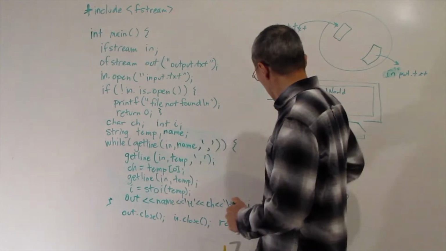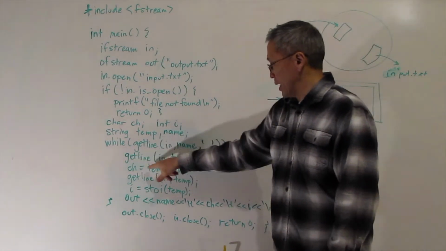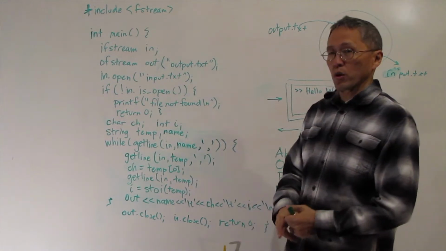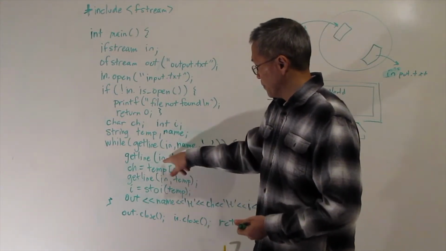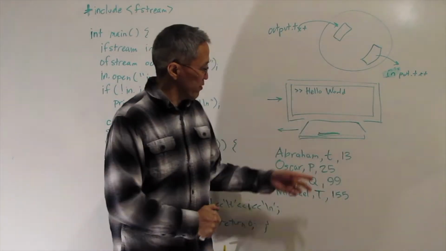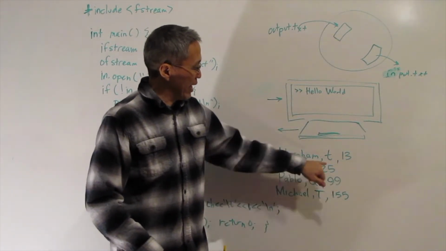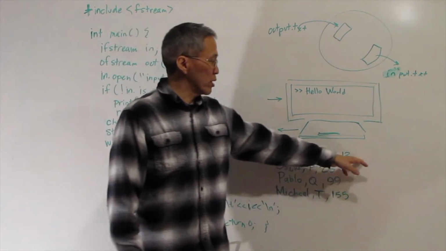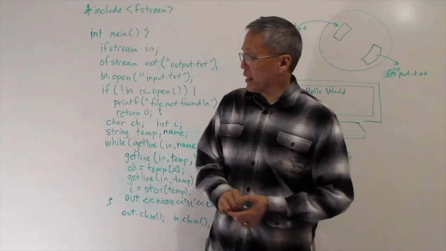So it'll have Abraham in there in the first part. And then it's going to go to getline in, comma, temp, comma, the comma in the single quotes. So it's going to, again, look for the next thing in my file. It's going to look for the T, and it sees the comma, and notice this comma here and this comma here, they get thrown away, and the newline as well. They get eaten up, if you will, by the getline.